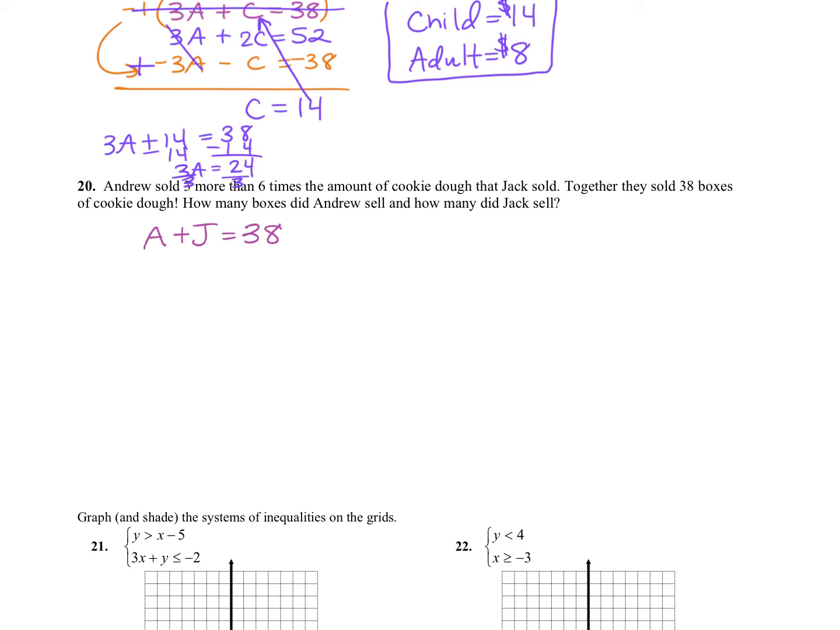Okay. And it says Andrew sold, so Andrew equals 3 more than 6 times what Jack sold. So, say it again? 3 plus 6J. Sure. I'm going to say 6J plus 3 because whenever we see the more than or the less than, typically we flip them, but that's not wrong. 3 plus 6J is fine. So you have this. Now what do?